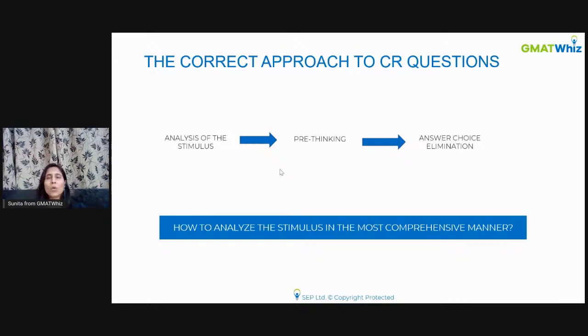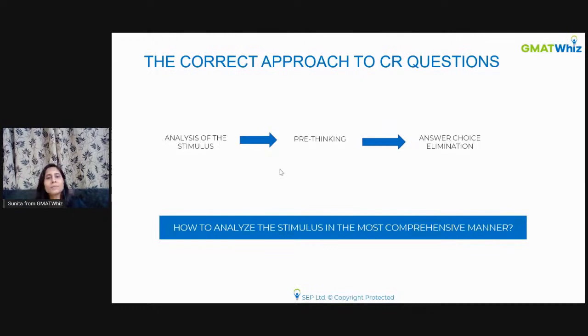Okay. Now we've seen in the last 2 questions that it is very, very important to analyze the stimulus correctly. Only then can we move to the next few steps, in questions where we would be required to pre-think, and finally move to the answer choice elimination steps. So how to analyze the stimulus in the most comprehensive manner, this is what you have to learn first before you even start solving difficult CR questions.